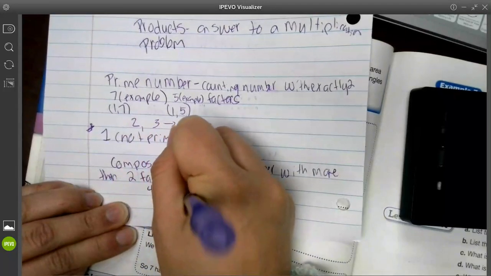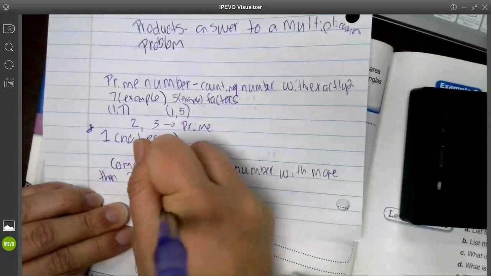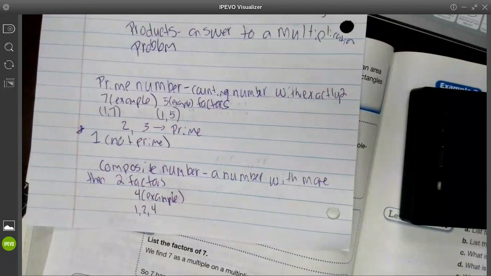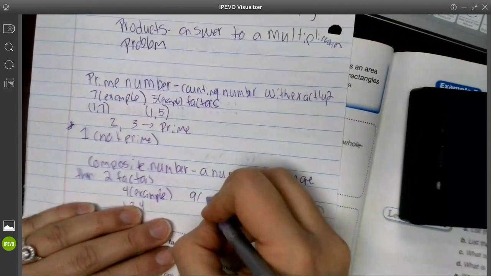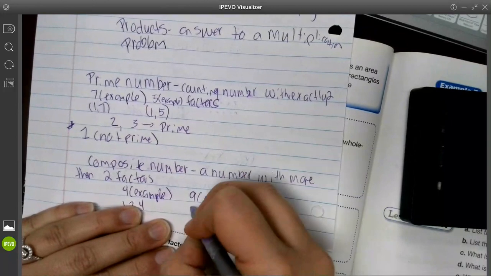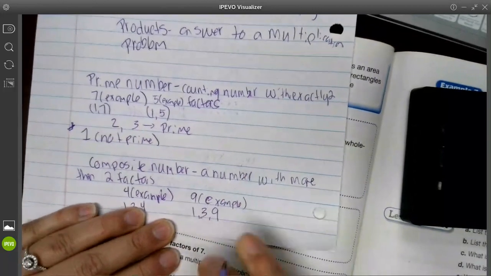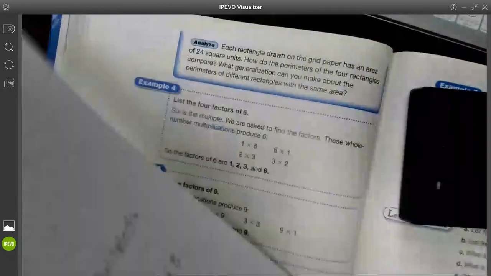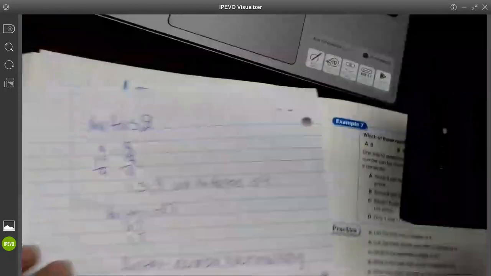I'm going to list the factors of 4 underneath. So 1, 2, 4. 4 is called a composite. 9 is an example. Even though it's an odd number, it has 3 factors, 1, 3, and 9. Right? That would be a composite number. I am out of space.